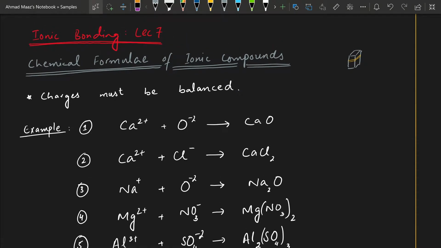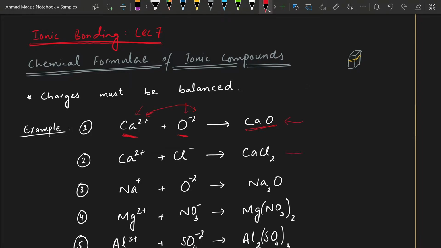Okay, we saw in the previous video how charges must be balanced during compound formation. Let's have a look at a few examples. If we have a calcium ion with two positive charge and an oxide ion with two negative charge, then this means that two electrons are being donated and two electrons are being accepted by one oxide ion. So one calcium ion can join with one oxide ion to form calcium oxide.